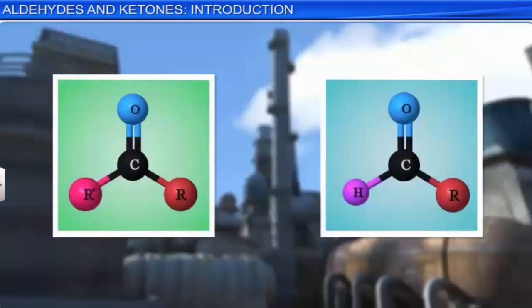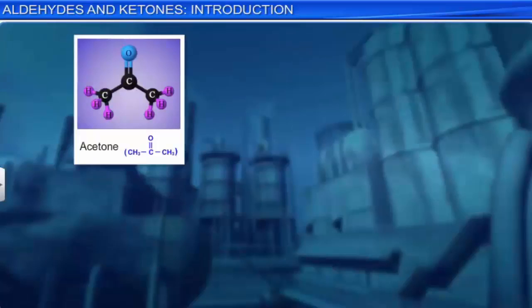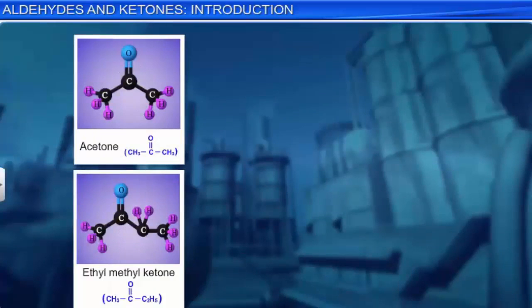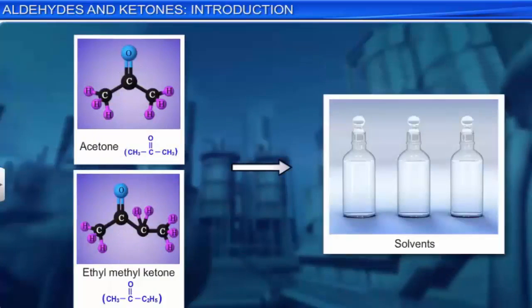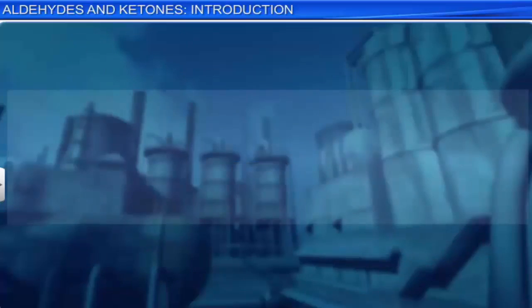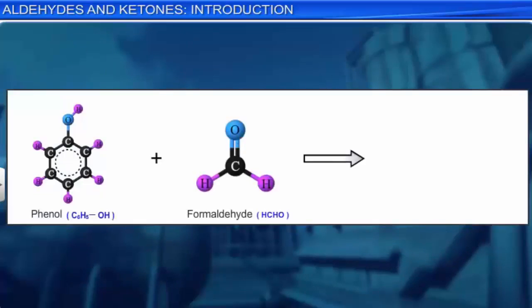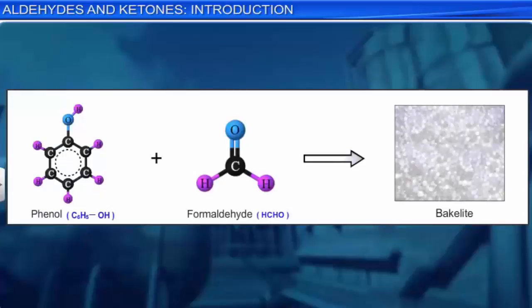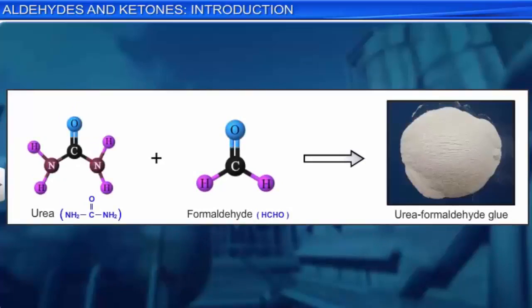These compounds have considerable industrial significance. They are used as solvents and as starting material for the synthesis of several other products. For example, acetone and ethyl methyl ketone are common industrial solvents. Formaldehyde is used to prepare bakelite, urea-formaldehyde glues and other polymeric products.